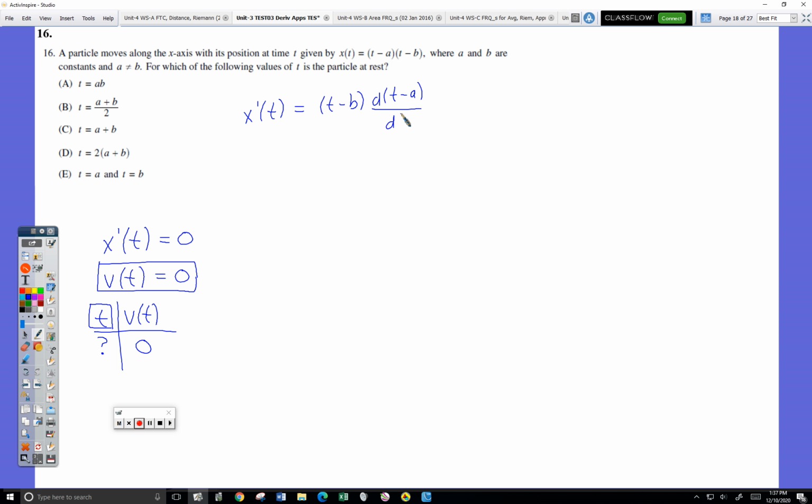Okay, this has to be dt, because in the problem we're working on, t is the input variable. And this is always d of the input variable. So keep going, then plus parentheses t minus a times d parentheses t minus b over dt. Perfect. Next.